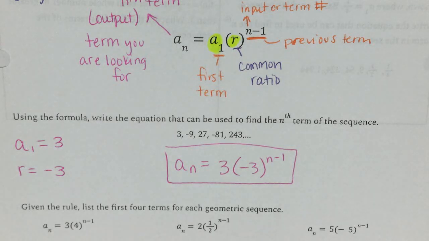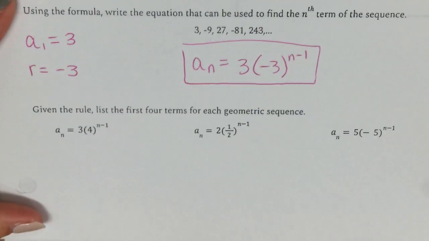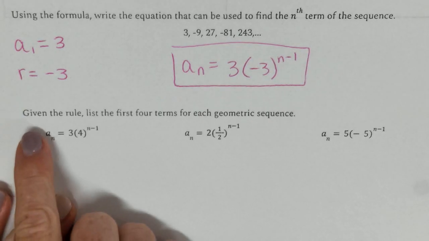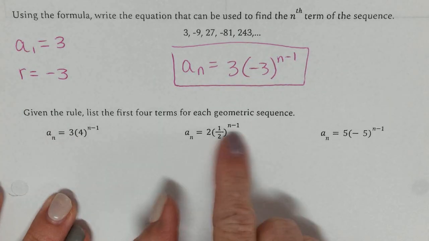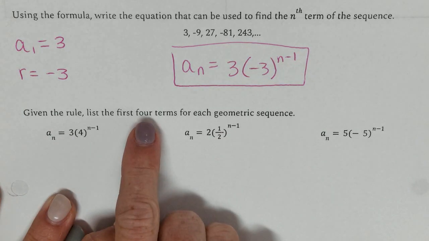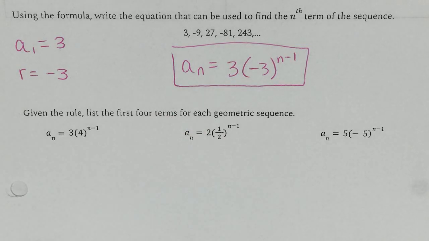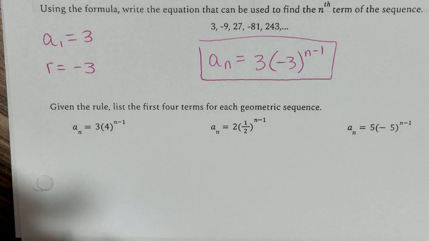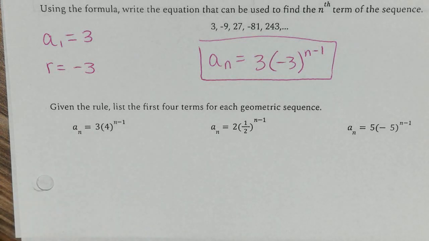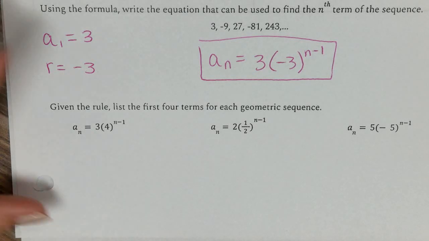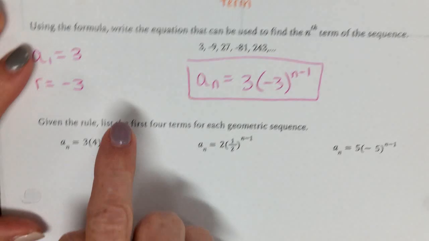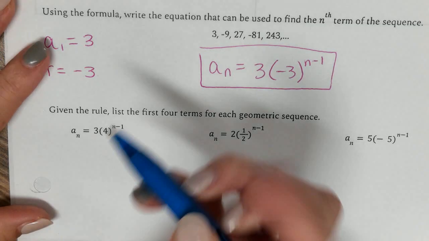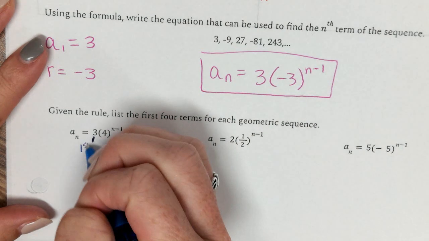Super easy. All right, let's look at this next problem. There's 3 problems here that want you to use the same directions. It says, given the rule, so here's your rule, here's your rule, here's your rule, list the first 4 terms in the geometric sequence. So all you have to do is interpret this. Which one of these would represent the first term? So look at your formula. What of those numbers would represent the first term? The 3.